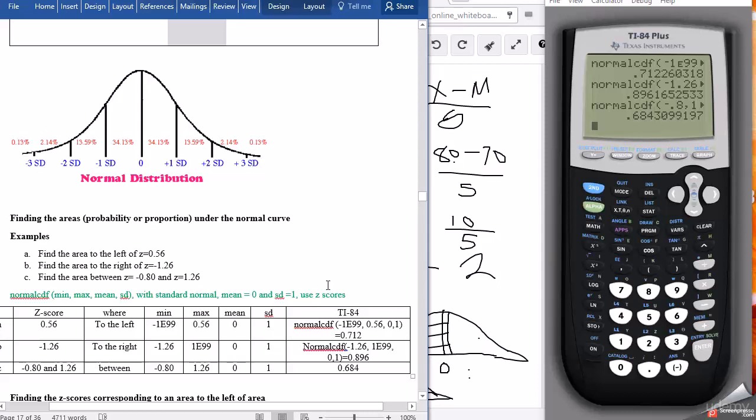Okay, next time we're going to look at how we find the z-scores if we're given the area of a particular section of the normal curve.